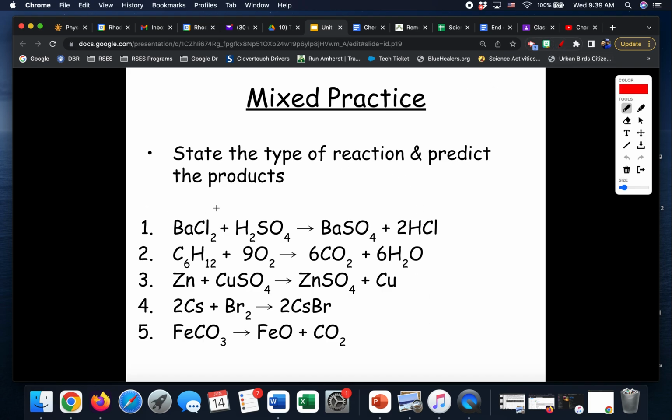All right, let's go through these. How do I know? I have two separate compounds. Ba moves over here. H moves over here, so two things move. I have two compounds. That's going to be double displacement, double replacement, whatever you want. Number 2, oxygen's on the left, carbon dioxide, water, that makes it combustion. Number 3, I have one element by itself and a compound. The element replaces, but really if I have one element and a compound, it's going to be single replacement.